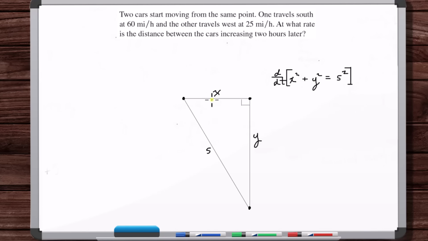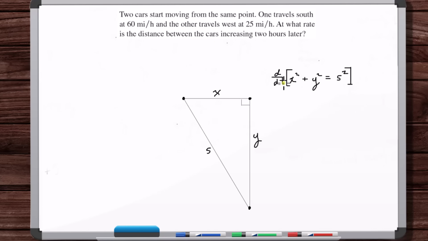Well, we know dx/dt. We know dy/dt. We know the rate of change of x, it's 25 miles an hour, and the rate of change of y is 60 miles an hour. Okay? So to do this differentiation, we need to use the chain rule.